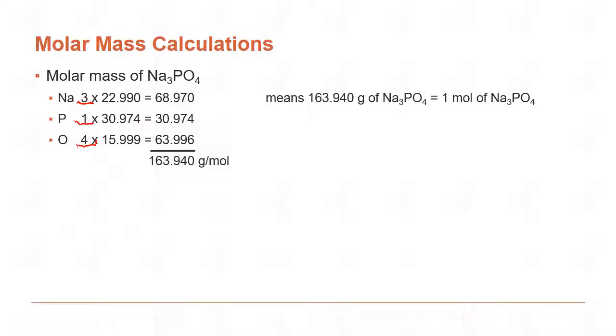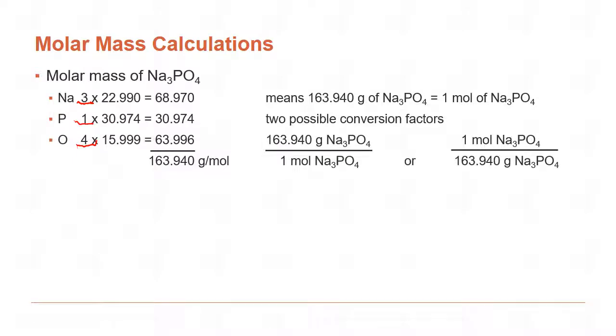And so then I can, based on this equality, create 2 possible conversion factor ratios. I can put grams over moles or moles over grams. So when it comes time for me to do a conversion between mass and moles, I want to select the appropriate one of those 2 conversion factors.